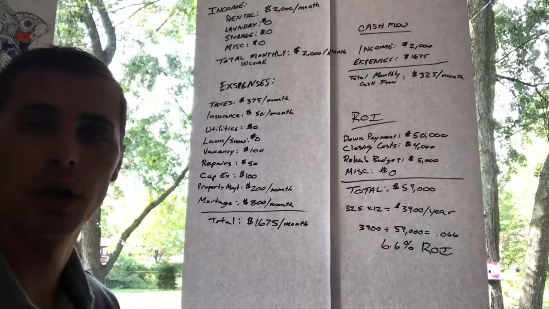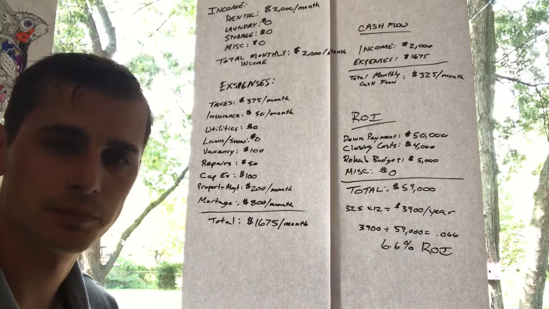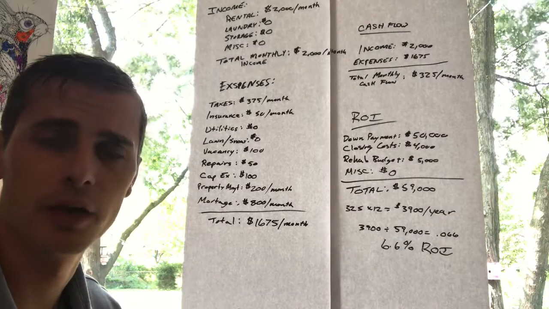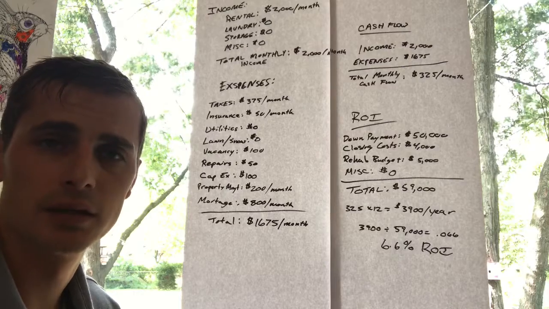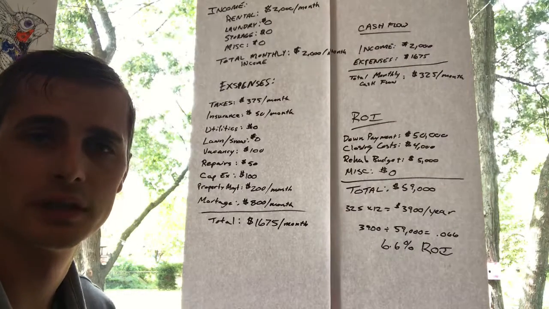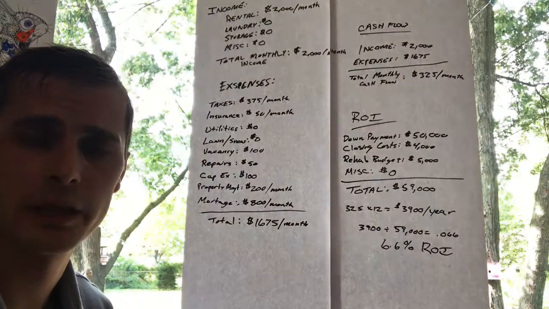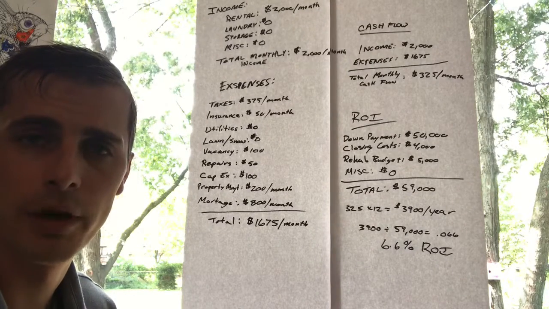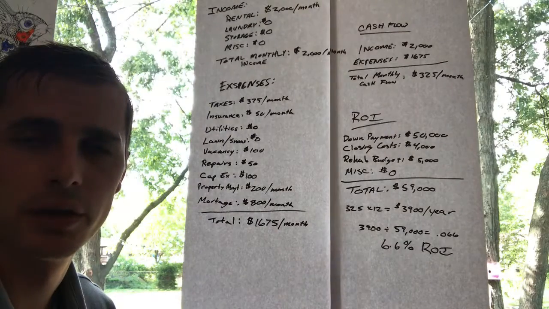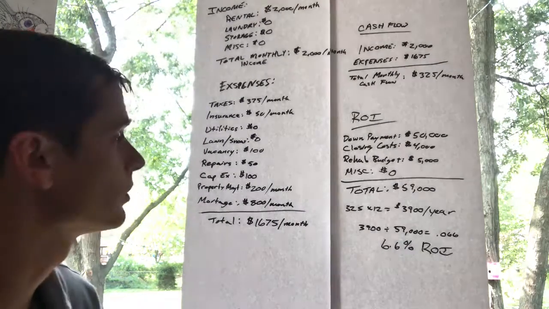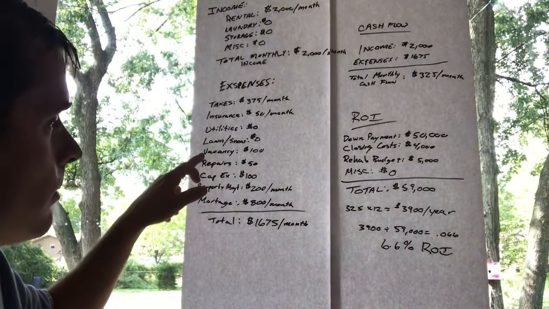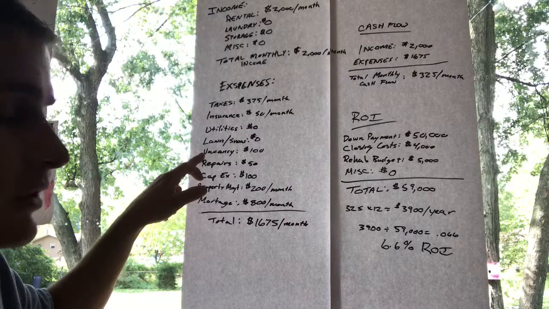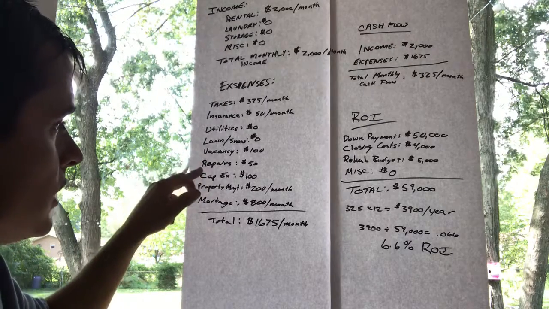Vacancy, you want to calculate for the times that you're not going to have a tenant in the house. So say a lease ends, that time between leases before you get someone in there paying you rent again, you want to calculate that in, and I usually do about 5%, which is a good number I use, so it comes out to $100 per month that you're going to want to set aside for that vacancy between tenants.